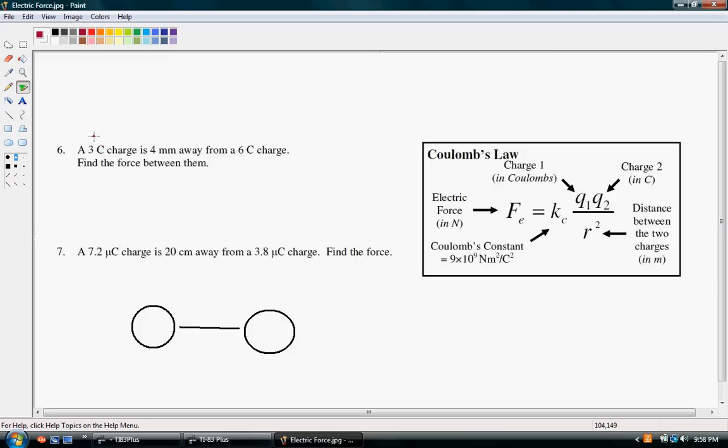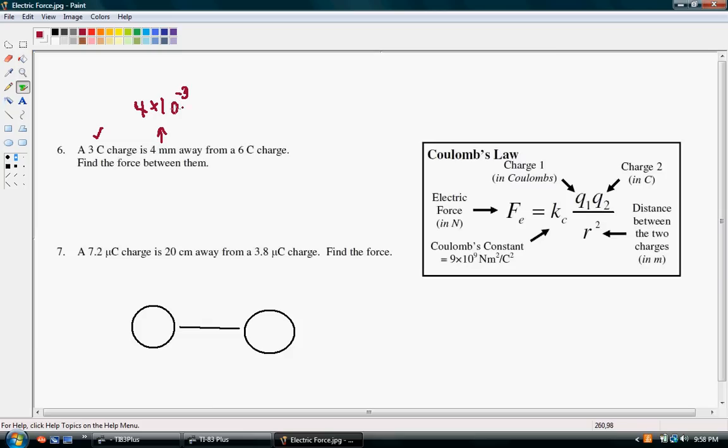Alright, 3 coulombs, check, we have coulombs. 4 millimeters, we need to convert to meters, because meters is the standard unit for distance. So we know that milli is times 10 to the negative 3, so we could say 4 times 10 to the negative 3 if we wanted.